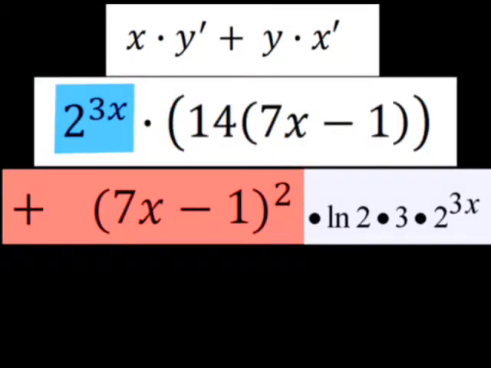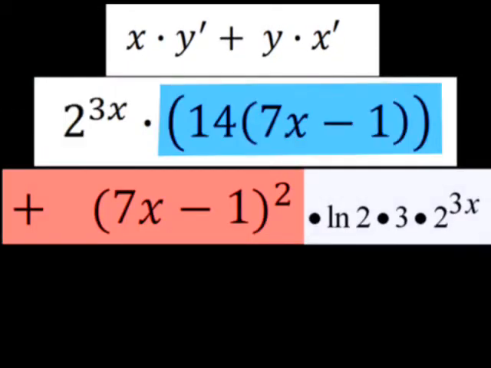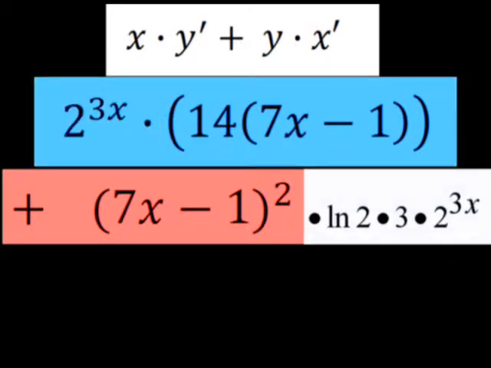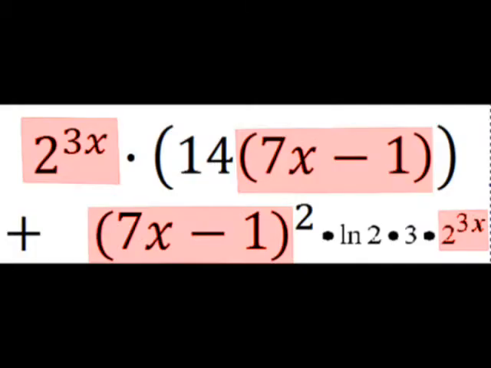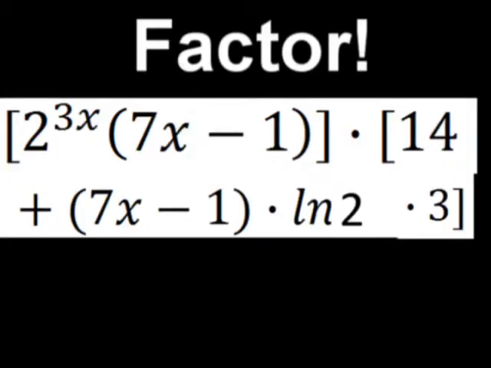Take the original first function and multiply it by the derivative of the second function, plus the original second function multiplied by the derivative of the first function. Note the like terms of 2 to the power of 3x and 7x minus 1 in both equations and factor them outside of the equations.